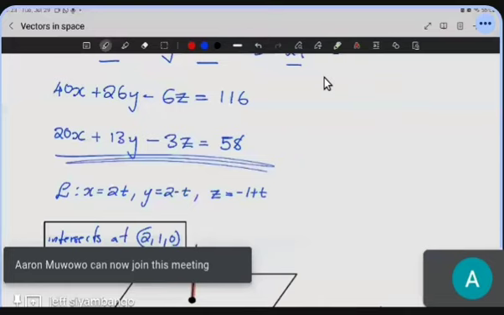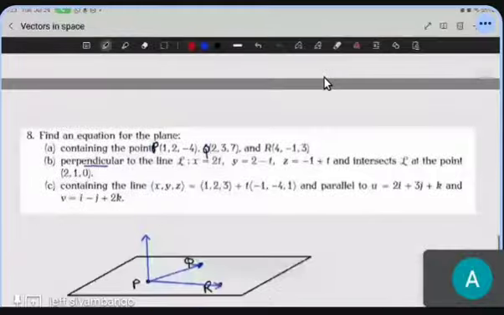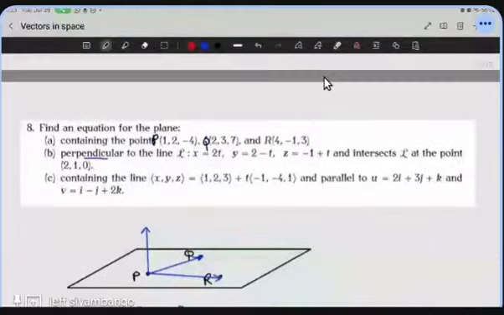Now we need a normal. So let's see what else the question says. So this plane contains the line. Other than containing the line, it is parallel to this vector and this vector. So these two vectors are parallel to this plane.